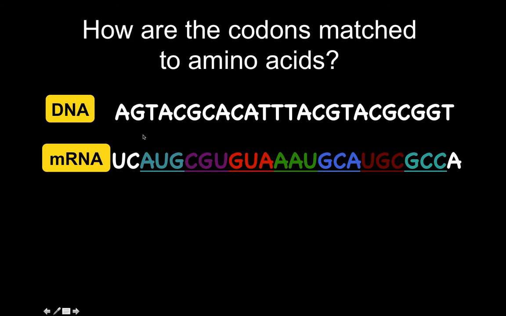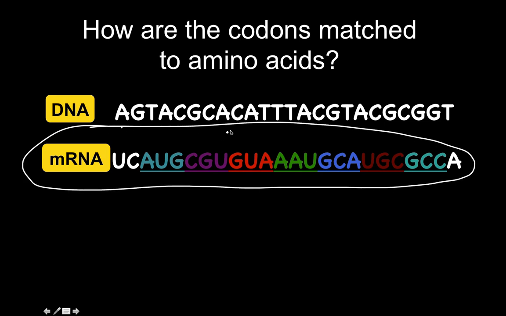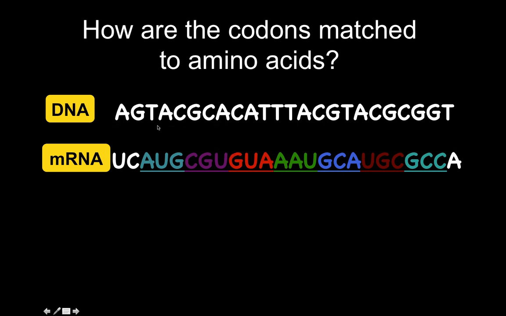Now, remember this mRNA strand is going to leave the nucleus and go out to the ribosome. Once it's out at the ribosome, this DNA is gone, right? It's not in the same spot. That DNA is now in the nucleus. It's not at the ribosome.